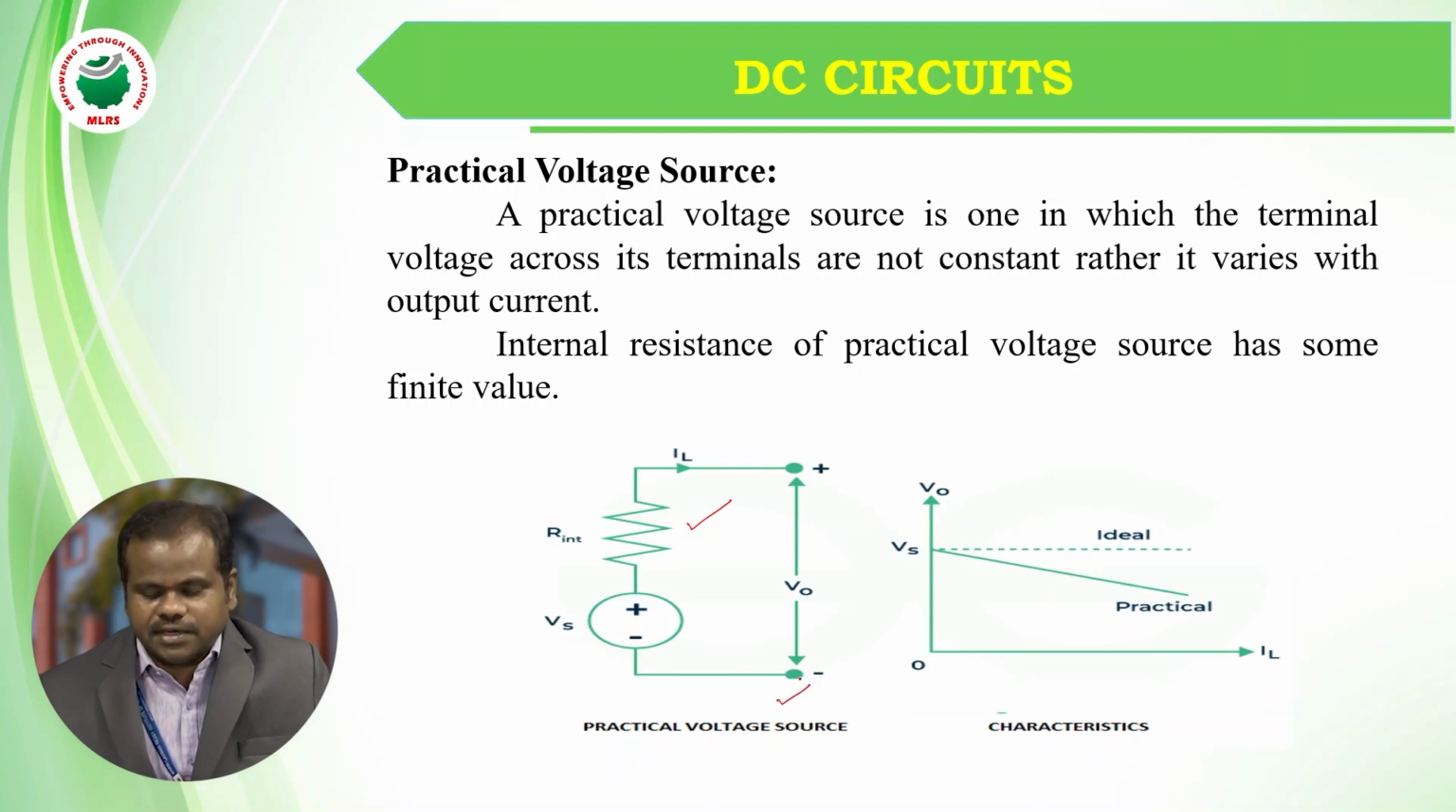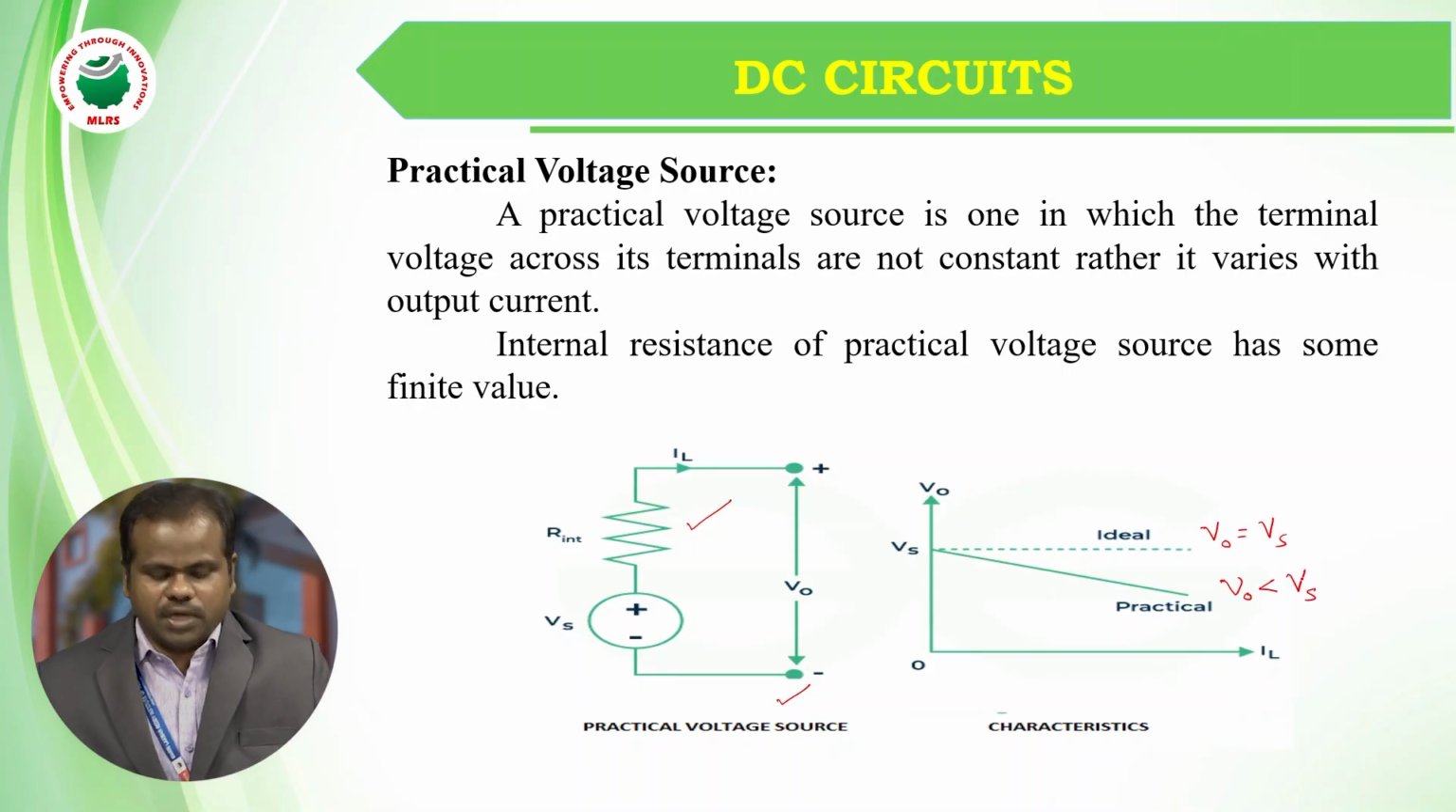So coming to its characteristics, the dotted line represents the characteristic of an ideal voltage source in which V0 is always equal to Vs. But coming to the practical source, because of the series resistance, there is a voltage drop across the resistance. So therefore, there is a small drop in the output voltage, which is given by V0 less than Vs with respect to the load current.